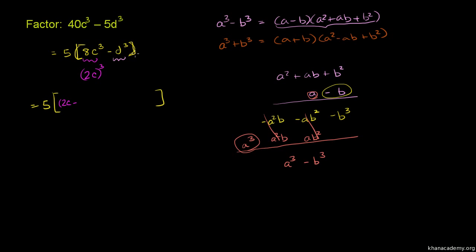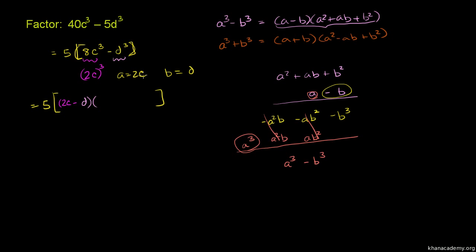In this, when we pattern match, the b here is d. Here's b to the third. Here we have d to the third. So that over here is going to be d. That is going to be d times a squared. A, let me write it down here. A in our example is equal to 2c. And in our pattern, b is equal to d.